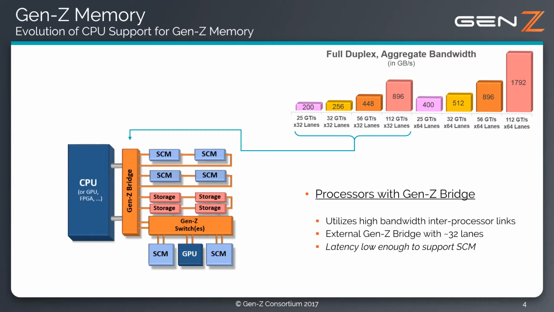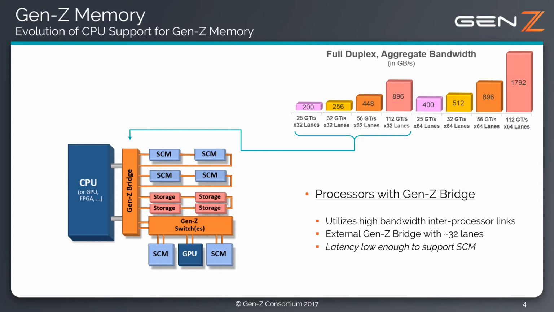Initially, Gen Z will not be integrated into the CPU, but will use an external bridge that provides connectivity between the CPU's high-performance interprocessor and/or cache-coherent links and the Gen Z links to the rest of the system. A typical bridge configuration would have 32 Gen Z lane pairs and support either 25, 32, 56, or 112 gigatransfers per second data rates, depending on the generation of technology and target markets and workloads.